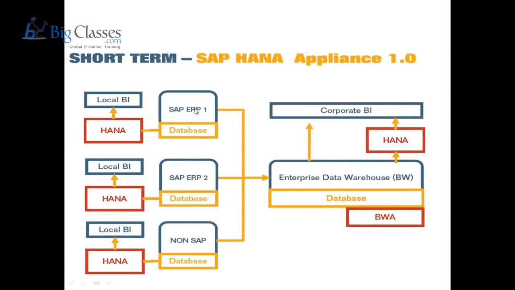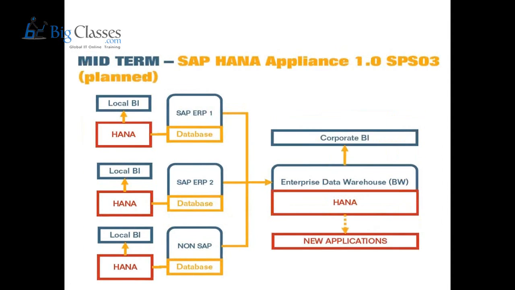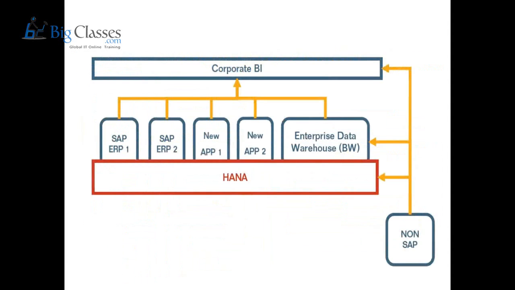Each SAP system will be supported by the SAP HANA database, so that their local reporting will run fast, and even your BW system data warehouse will be supported by the HANA database, so that your reporting will run fast. So that is the short-term plan. We are in this short-term phase right now, and this is the future plan.